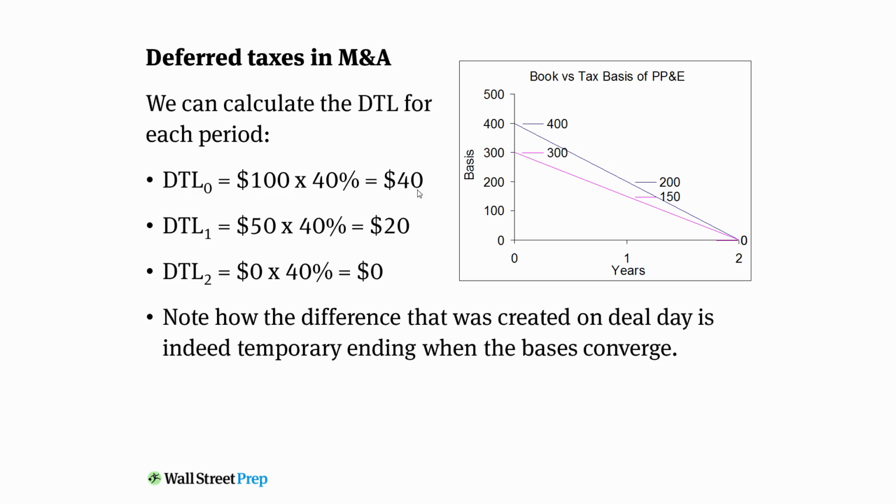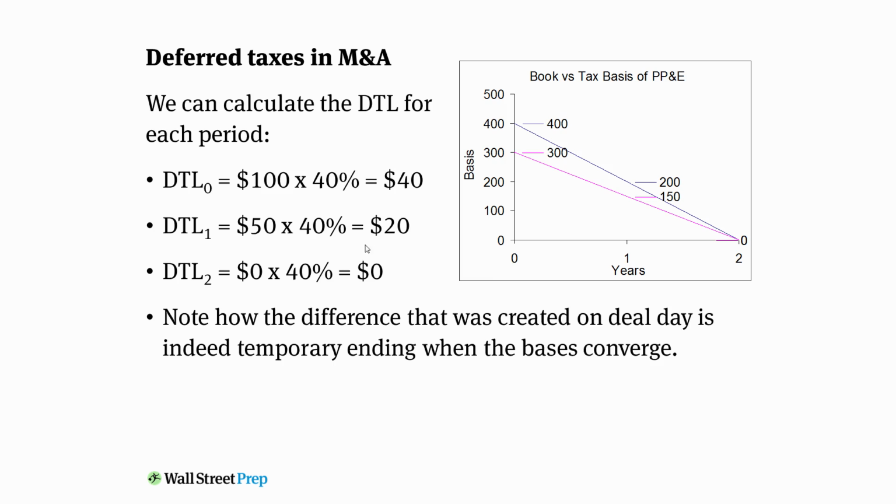That's the total amount of DTLs on the balance sheet at the end of that balance sheet period where that difference is created. At the end of year one, the DTL goes down to 20. Remember, it went down from 40 to 20. And you can calculate it again by looking at the difference that in year one, once the assets have had a year's worth of depreciation in our example, the book basis of the asset is 200 and the tax basis is 150, meaning the $50 difference times the 40% tax rate is the remaining balance of the DTL.